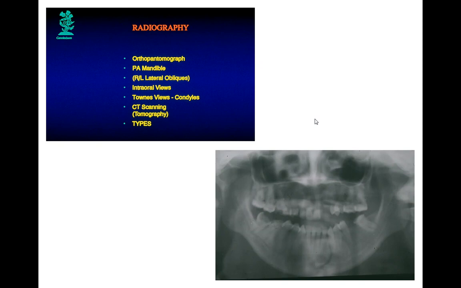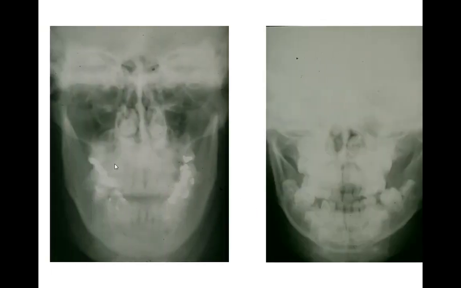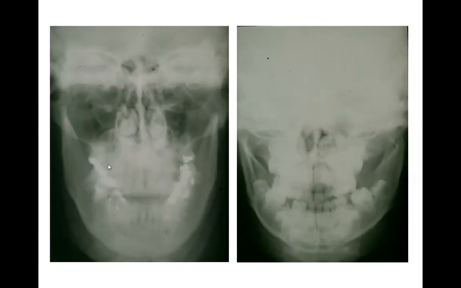How will you diagnose? Diagnosis through clinical features and radiography. This is OPG, orthopantomograph. OPG, orthopantomograph. Lateral oblique left, lateral oblique right. This is PA, posteroanterior view of skull, which can be taken to view any fractures present in the condyle region or in the body.